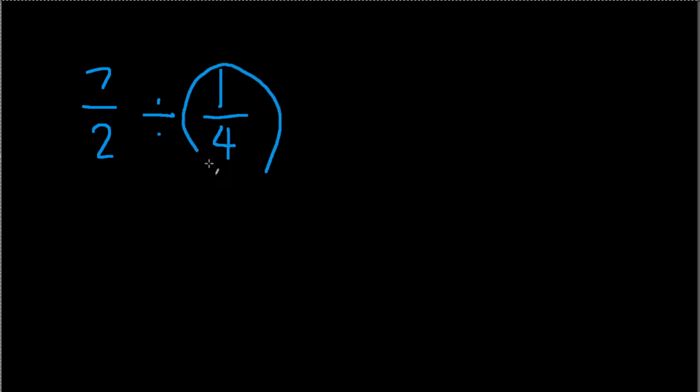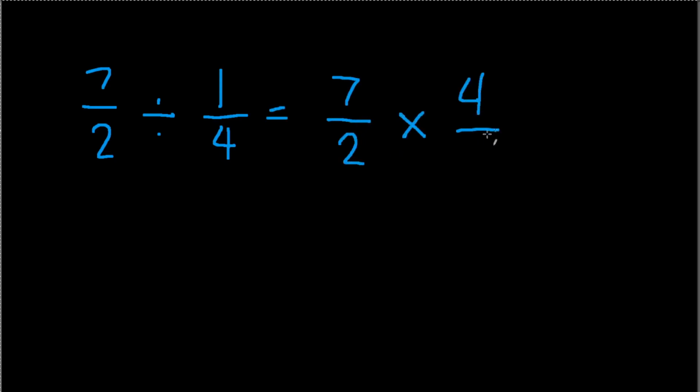Okay, last example is ito. Let's say ang binigay sa atin is 7 over 2 divided by 1 over 4. Diba? Kung matatandaan, ang gagawin lang sa division is kunin yung reciprocal ng divisor and then gawing multiplication. So, pwede itong i-write na magiging ganito. 7 over 2 times 4 over 1.